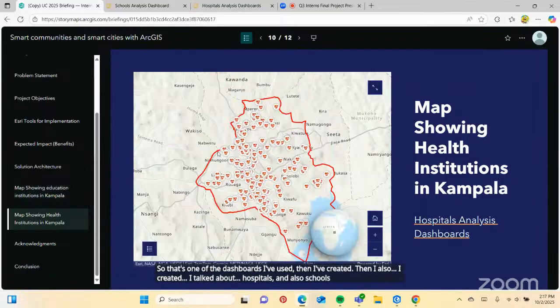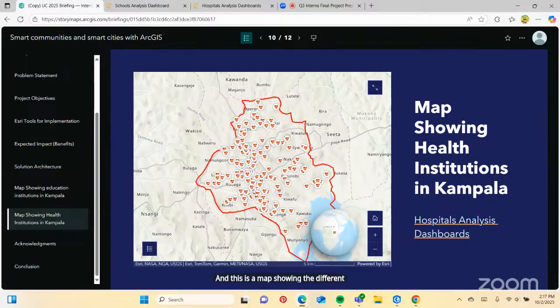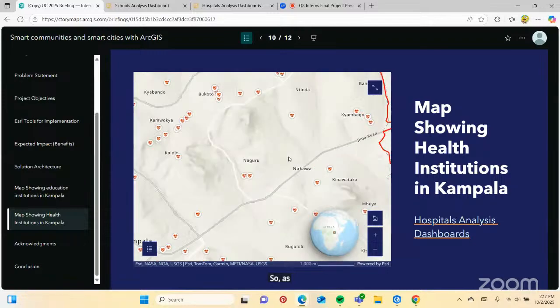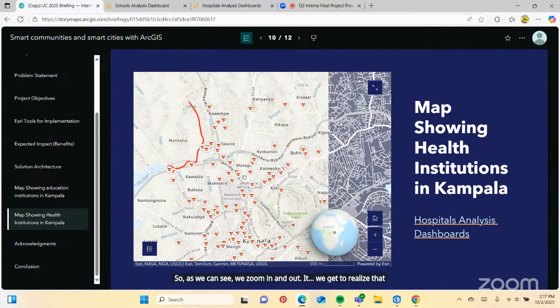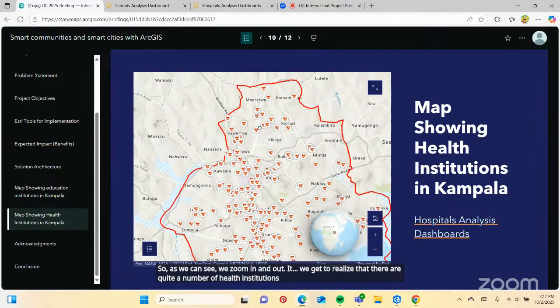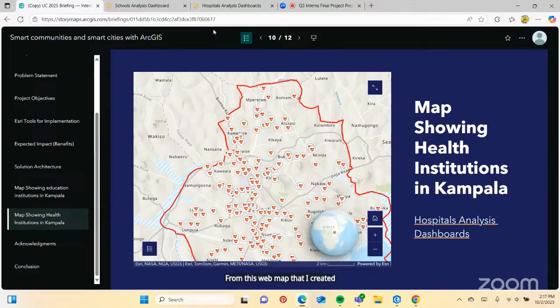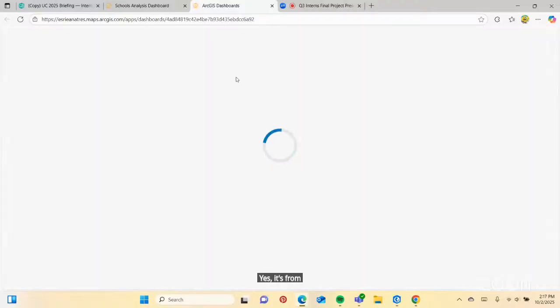The other one, I've worked with the health institutions in Kampala. And this is a map showing the different health institutions in Kampala. As we can see, if we zoom in and out, we realize that there are quite a number of health institutions in Kampala. From this web map, I created a hospital analysis dashboard.